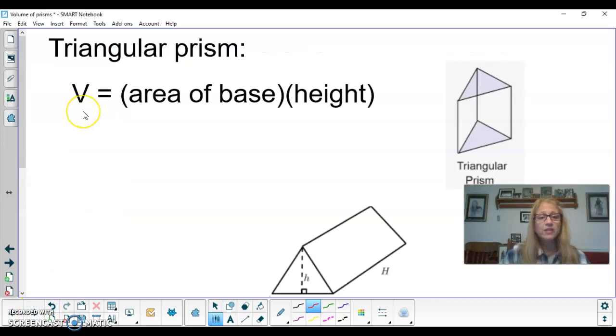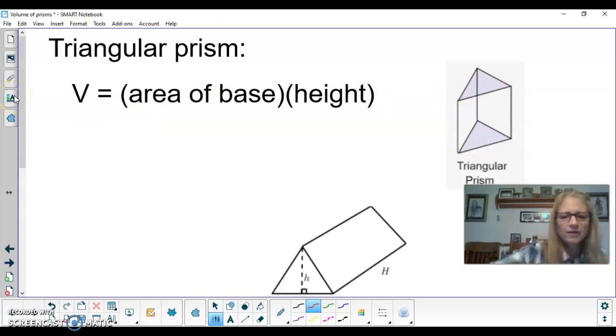Let's go on to a triangular prism. Again, the volume is the area of the base times the height. You don't have to write this down, but let's look at a triangular prism. Technically, when we look at a rectangular prism, these are our bases. They're parallel. The parallel sides are the bases, okay? These sides are not parallel because they touch, but the parallel sides are the bases, and those are triangles.